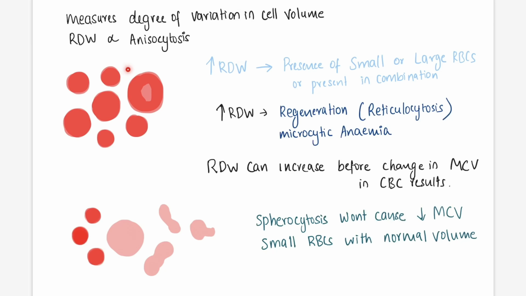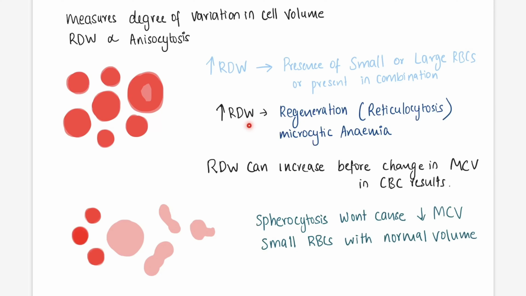There can be small RBCs, there can be large RBCs, and volume is directly proportional to the size of RBCs. So large RBCs will have more volume and small RBCs will have less volume in most of the cases. So when the RDW is high, it means that there is the presence of either small RBCs or large RBCs, or they can be in combination.